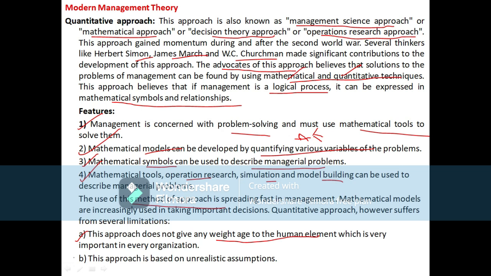Then another limitation is that this approach is based on unrealistic assumptions. Here we are assuming things. What would happen if we use this tool, if we use this model? These are only assumptions, and they are not realistic. So this is another limitation.